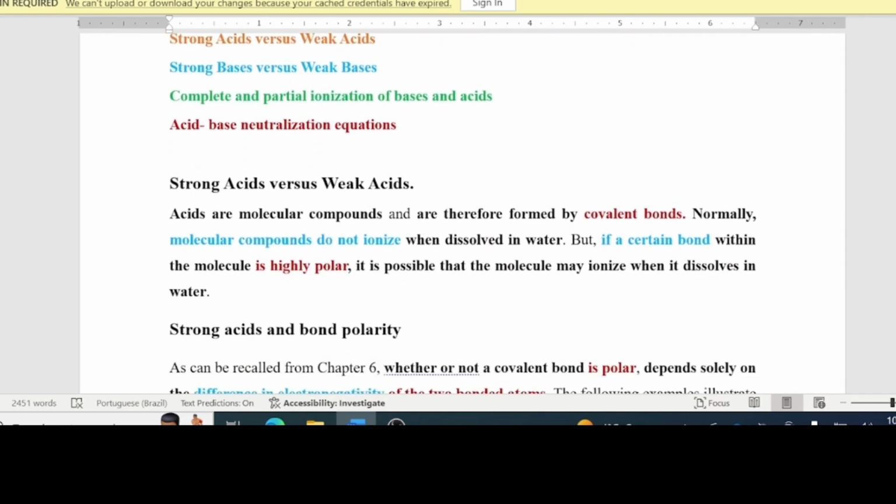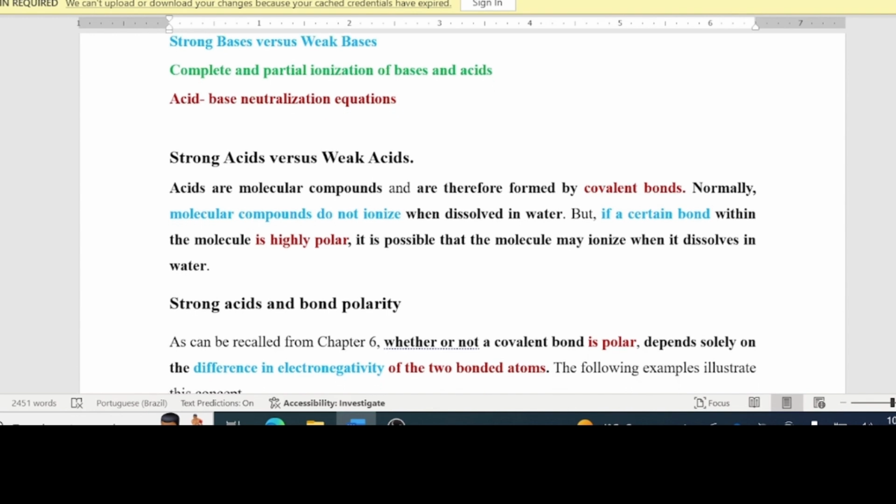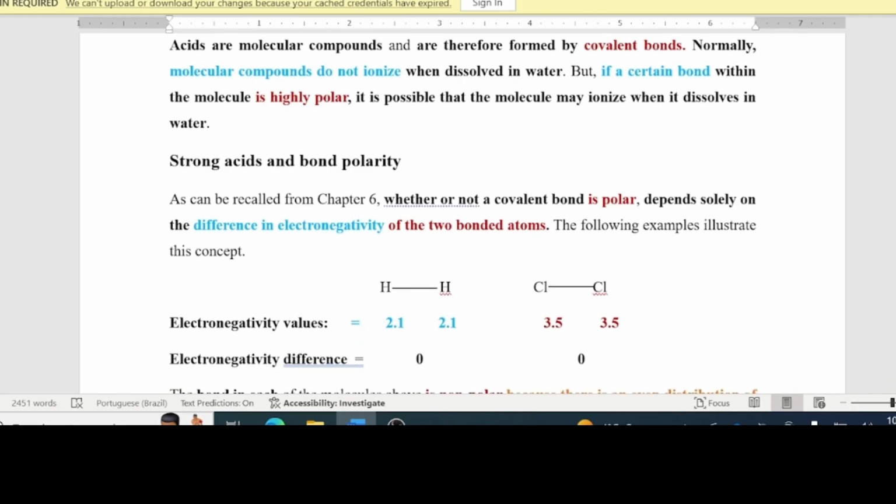Acids are molecular compounds and are therefore formed by covalent bonds. Normally, molecular compounds do not ionize when dissolved in water, but if a certain bond within a molecule is highly polar, it is possible that a molecule may ionize when it dissolves in water. So we're looking now at strong acids and bond polarity.